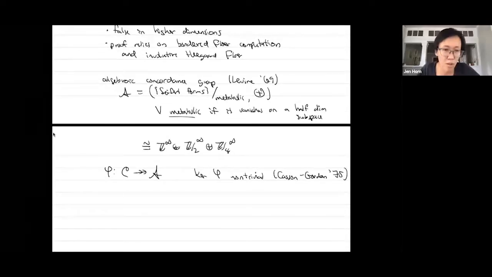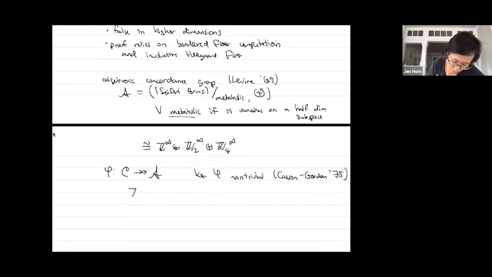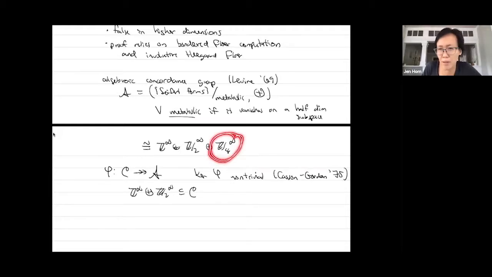And in fact, you can use this algebraic concordance group to show the knot concordance group contains Z to the infinity plus Z mod 2 to the infinity as a subgroup. All known examples of things that hit the Z mod 4 actually come from infinite order, as far as we know. Okay, so this is what happens in the classical dimension.